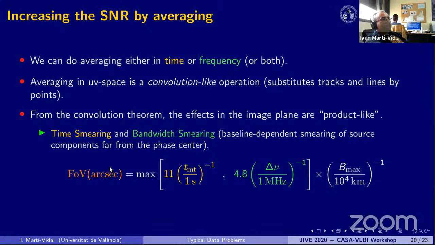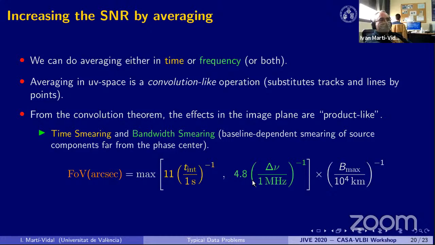Just to give you an idea of the importance of this effect, it limits the field of view in arc seconds by this amount. For baselines which are transatlantic, let's say 1,000 kilometers, just 1 second of time averaging limits the field of view to 11 arc seconds. Or if you have observations at 512 megahertz bandwidth, and you collapse everything into one channel when you clean, you are basically limiting your field of view to 5 arc seconds per megahertz. So even much smaller if you have a wide band. It's terrible. The field of view is very much limited.